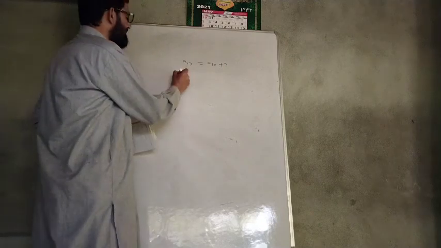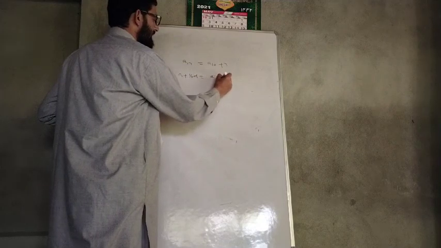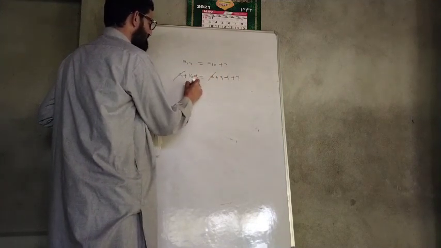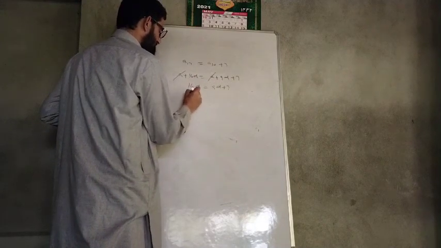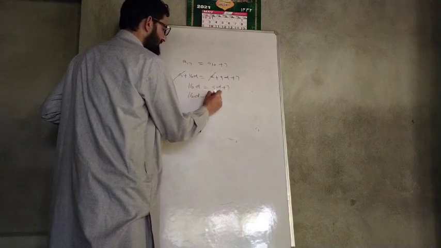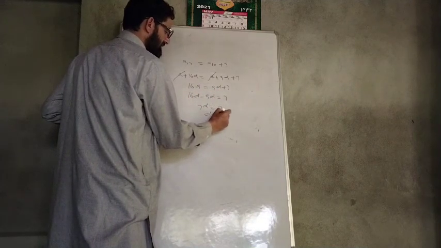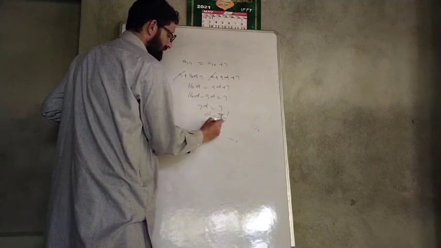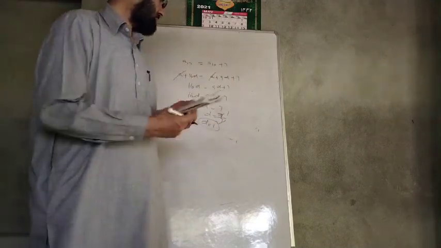So what is the 17th term? This is a plus 16d is equal to a plus 9d plus 7. So a and a get cancelled. So 16d is equal to 9d plus 7. So 16d minus 9d is equal to 7. This is 7d is equal to 7. What is d? d is equal to 7 by 7, 7 ones are 7. So d is equal to 1. So this was your requirement, the common difference. So the common difference here is 1.